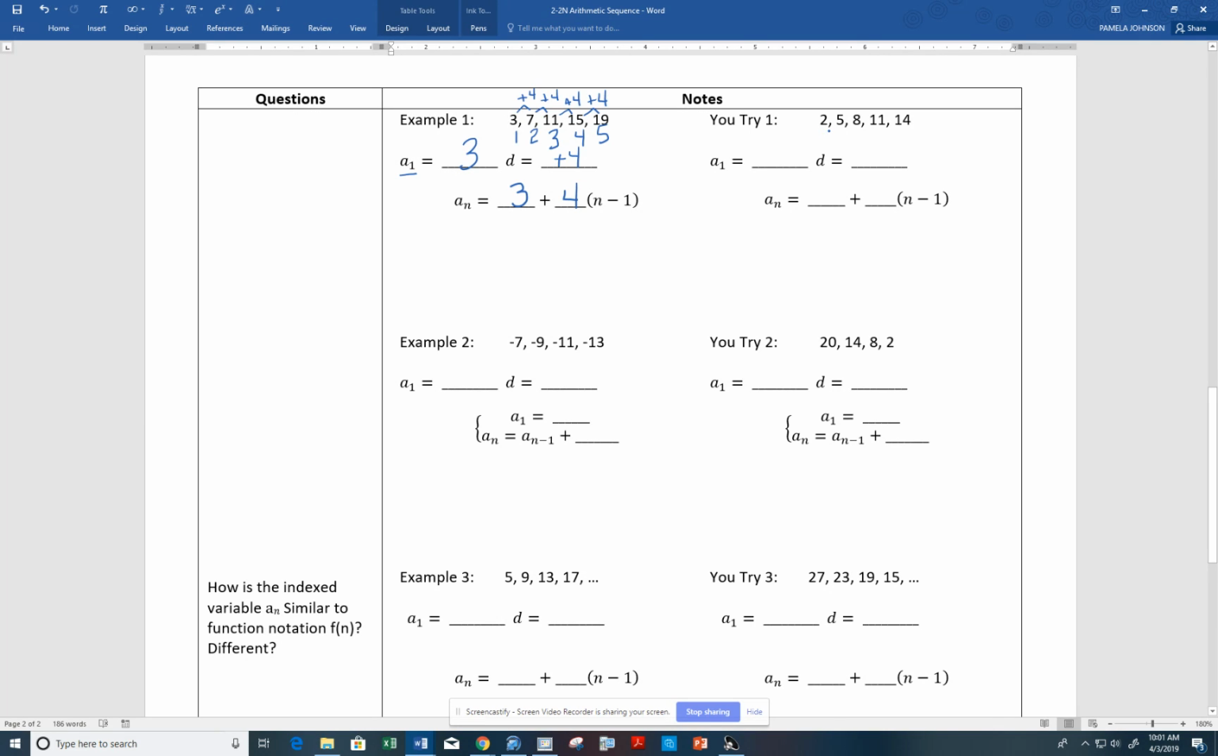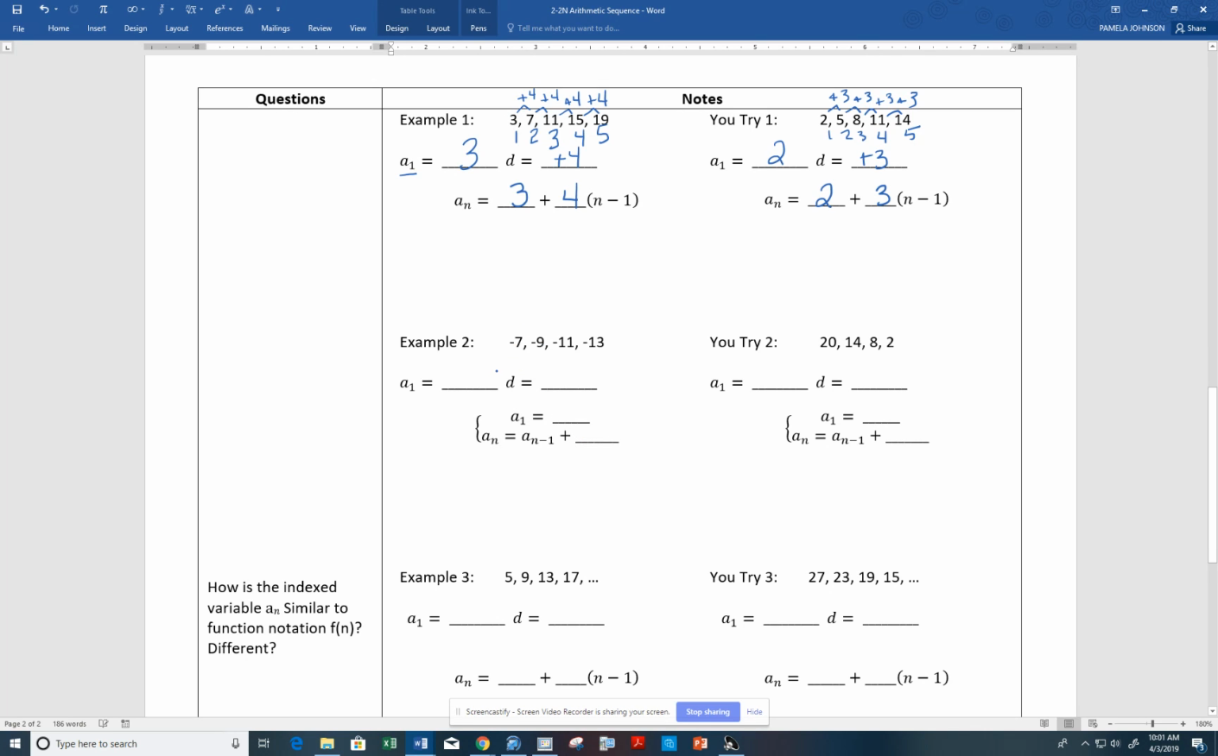So if we look, we number our terms, 1, 2, 3, 4, 5. We look at our common difference. From 2 to 5, we added 3. And then we added 3 to get 8, plus 3 to get 11, plus 3 to get 14. Our first term is 2. Our common difference is a plus 3. So we fill in our equation as a sub n equals 2 plus 3 times n minus 1.